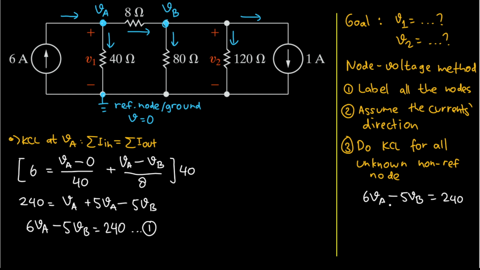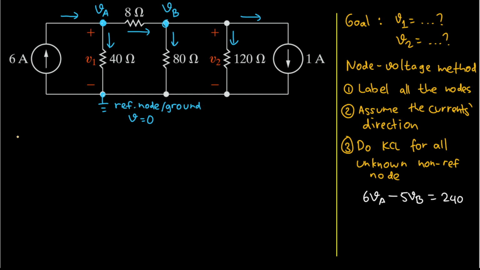But we have two variables. We need one more equation. We need two equations to be able to solve it, which can be obtained by using KCL at VB here. Okay, let's calculate that.